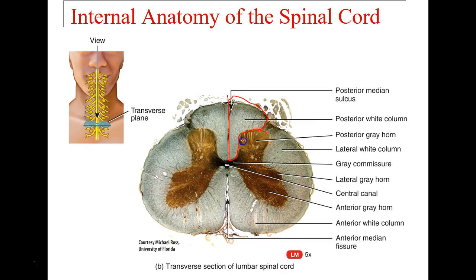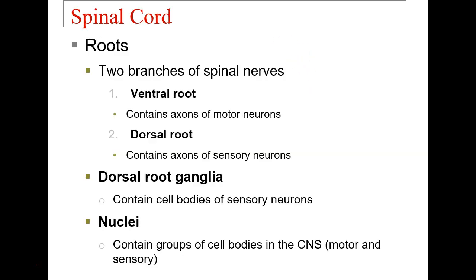Here is the posterior gray horn. Again, sensory input. Here we actually see a lateral gray horn. Again, autonomic nervous system there. Motor output. And then we have the anterior gray horn for somatic motor output. And then in the spinal cord, we actually have a central canal for cerebrospinal fluid to maintain health of that cord. And then the gray commissure is just the connection between the left and right halves of the spinal cord.